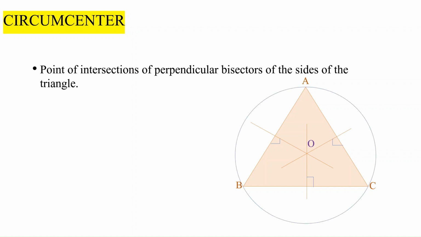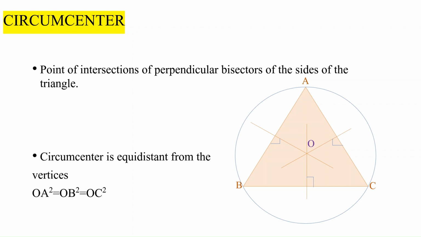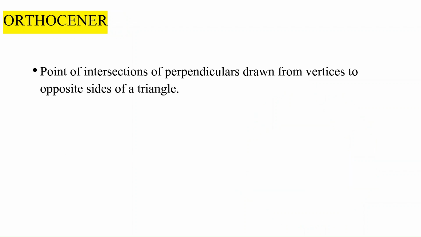And the relation of the O with the vertices will be like OA square is equal to OB square is equal to OC square, which means OA here is the distance between point O and A. O will be equidistant from all the three vertices.